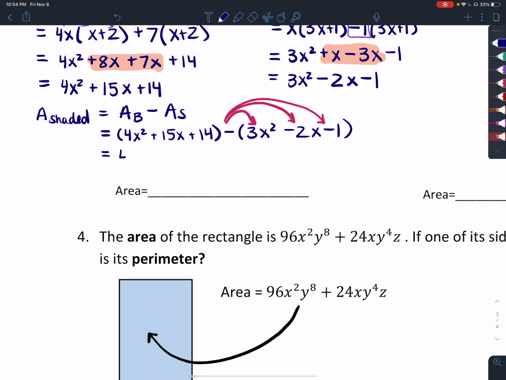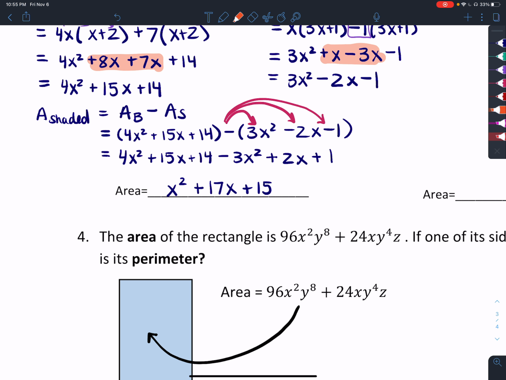So now we can rewrite this without any brackets and with the proper signs. So all of the signs inside that second bracket, they all are going to change. So we're going to get minus 3x squared plus 2x plus 1. So our final answer ends up as x squared plus 17x plus 15.